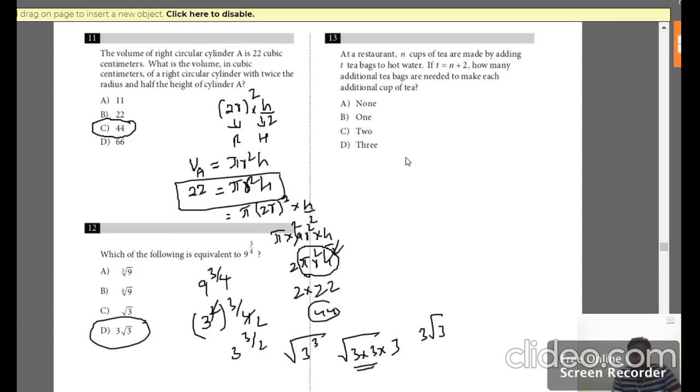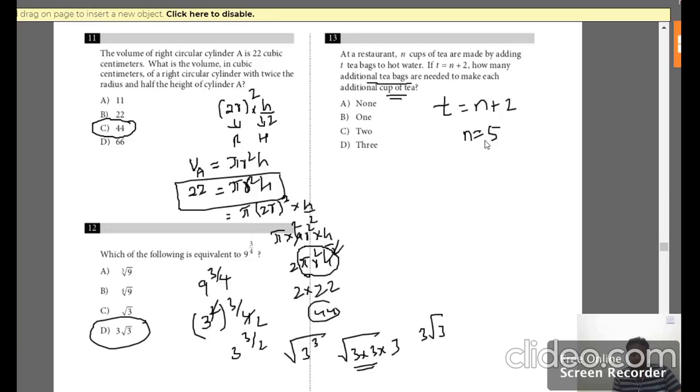Now 13th question. Moving on to the next set of questions that we have. At a restaurant, n cups of tea are made by adding tea bags to hot water. If t is equal to n plus 2, how many additional tea bags are needed to make each additional cup of tea? We need to work it out. So the relationship that is given to us is t is equal to n plus 2. Let us just take n is equal to 5.